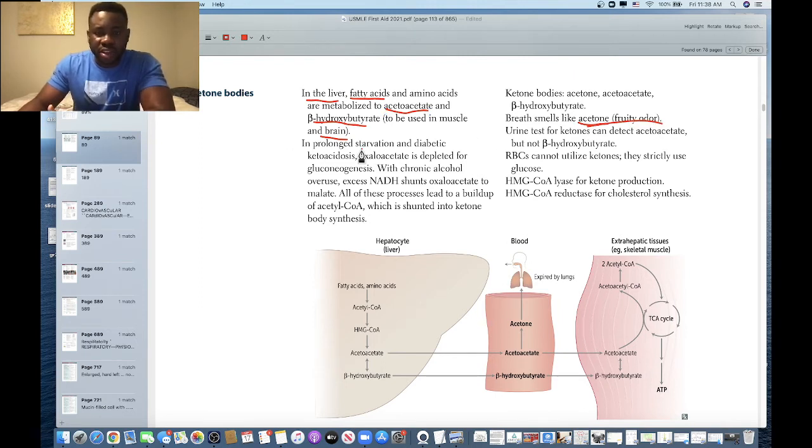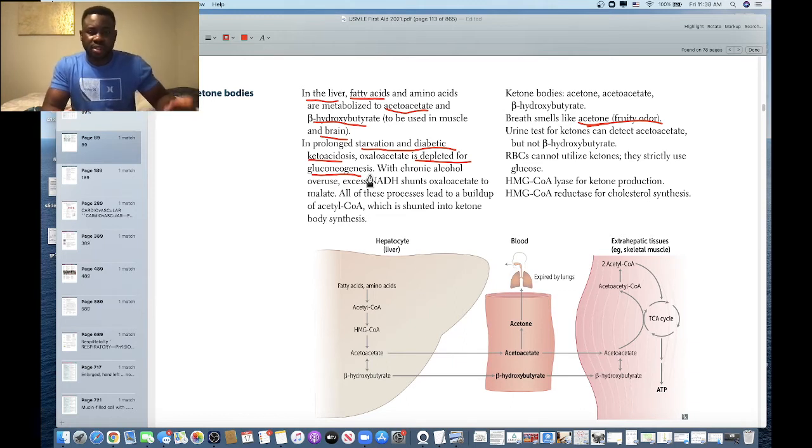Now, in prolonged starvation, as I said already, and in diabetic ketoacidosis, oxaloacetate is depleted, because we need glucose to make oxaloacetate, right? So if you don't have oxaloacetate due to prolonged starvation, then there will be accumulation of citrate. So that pathway would be deficient. Citrate will be there, but oxaloacetate cannot come to join it, so we cannot do the TCA cycle. If we can't do that, then we can't make ATP. Therefore, we have to borrow from ketone body synthesis.